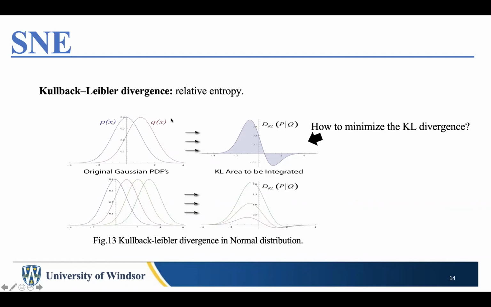SNE introduced the Kullback-Leibler divergence to measure how well the data points in the low-dimensional space model the data points in the high-dimensional space. In mathematical statistics, the Kullback-Leibler divergence is also called the relative entropy. It's a measure of how one probability distribution is different from a second reference probability distribution. The figure illustrates the relative entropy for two normal distributions.